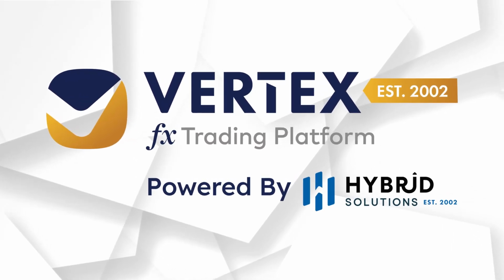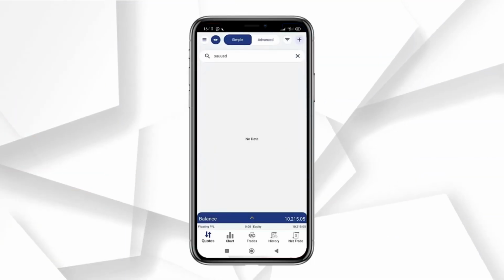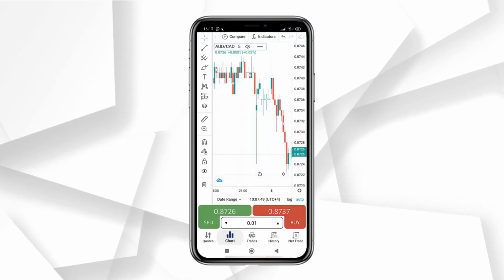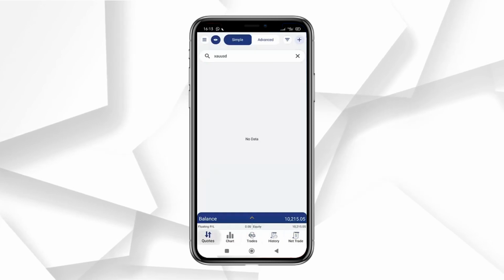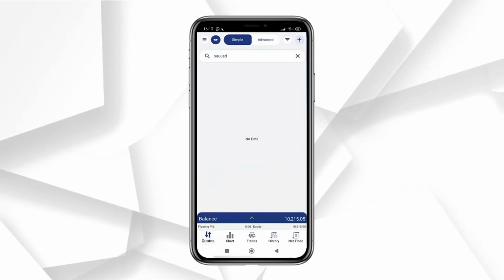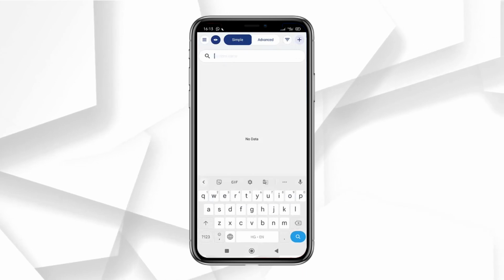Today, we'll explore the functionalities of the VertexFX mobile application. Let's dive in by opening the application. You'll notice 4 options: quotes, charts, trades, history, and net. Starting with quotes, you can view symbols for trade execution. Simply search for the desired symbol and open the trade.